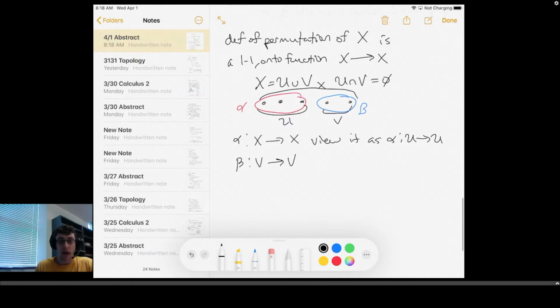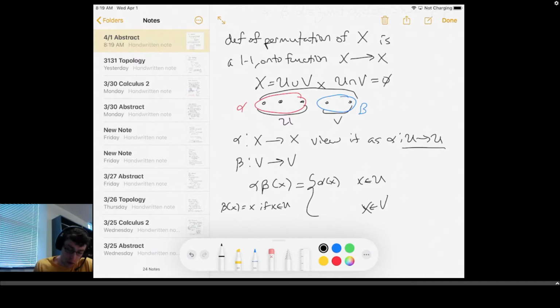And so then if you look at what happens when you actually do the function, alpha beta of x is equal to, well, if x is in u, then beta fixes x, so beta of x equals x if x is in u. And so you just get x, and then you get alpha of x, whatever that does, because alpha actually does things to things in u. And then similarly, if x is in v, well, beta does something to it, and then alpha will fix it, because alpha doesn't affect the stuff in v.